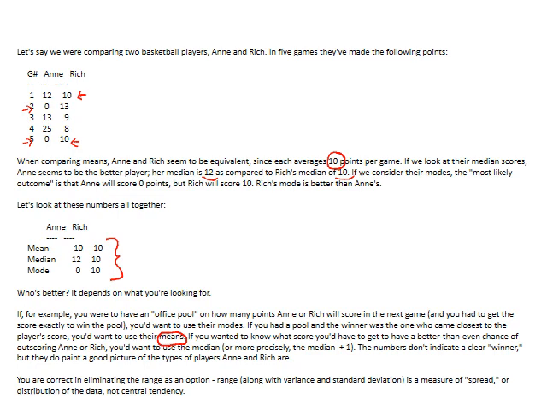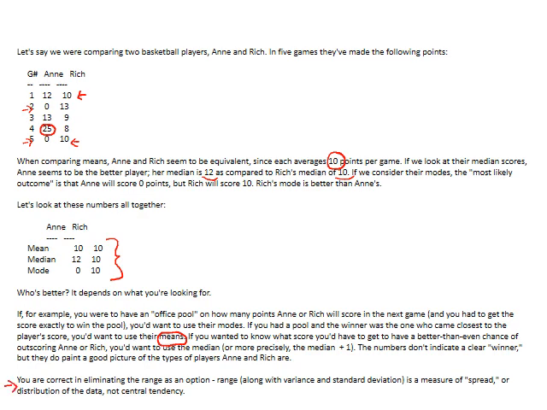These numbers don't really indicate who is better, but they do paint a good picture of the types of players Anne and Rich are. You can see that Rich is fairly consistent. He doesn't have any outliers. Anne, some days she's a rock star and she scores 25 points, and some days she scores 0. So she's kind of hit and miss. She's a bit inconsistent.